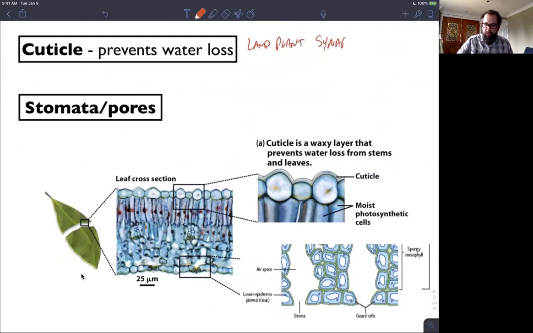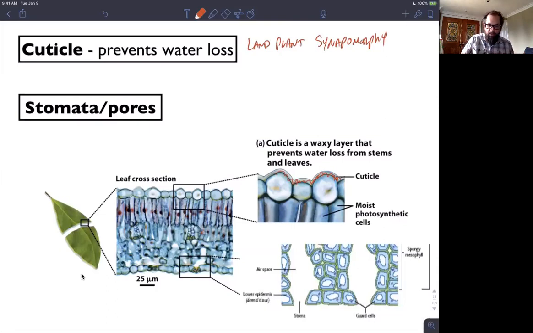And that cuticle is that waxy layer that seals off the plant body and prevents water loss. Well, you know that for photosynthesis to occur, we have to actually bring carbon dioxide into the plant body. And so while the cuticle prevents water loss, it actually stops gas exchange as well. Well, that's a big problem.